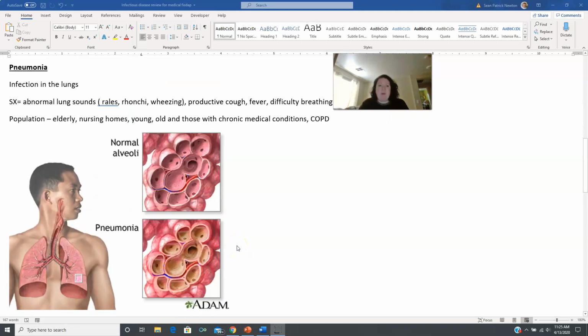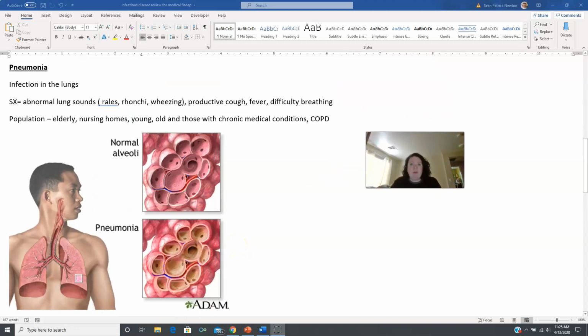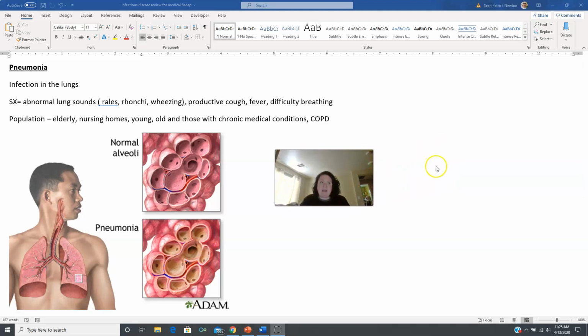Next, here we have pneumonia. So pneumonia is an infection in the lungs. Normally, you just don't wake up one day and have pneumonia. Normally, you start out having an upper respiratory infection or cold. So you have runny nose, difficulty breathing, shortness of breath, coughing. But once the infection gets into the alveoli, that's when you have pneumonia.